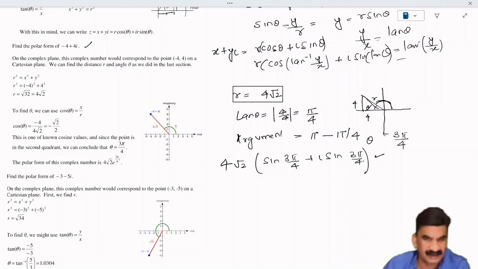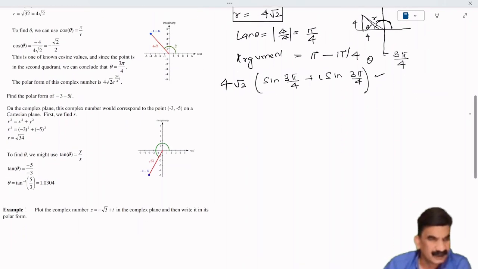Exponential will come later. We'll write everything in exponential form once we learn it. Let's look at this one. This goes to the third quadrant. So it says minus 3 minus 5 times i. Please plot it. It takes one minute to plot it.